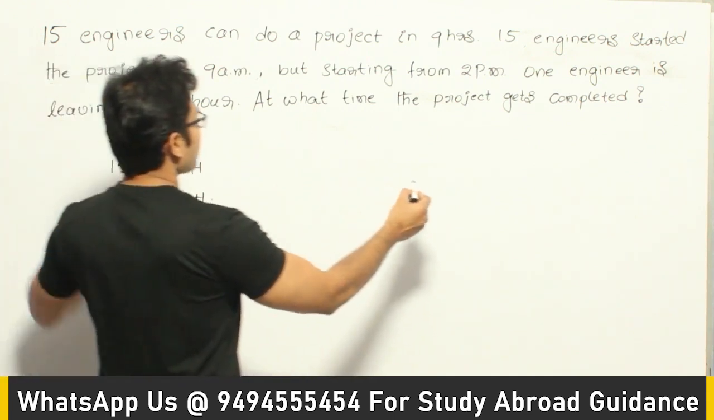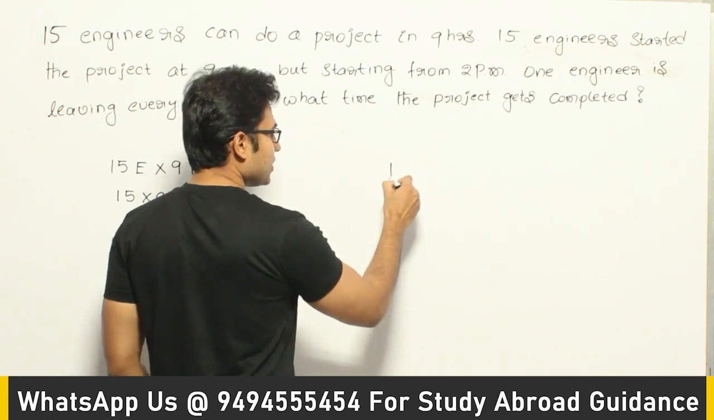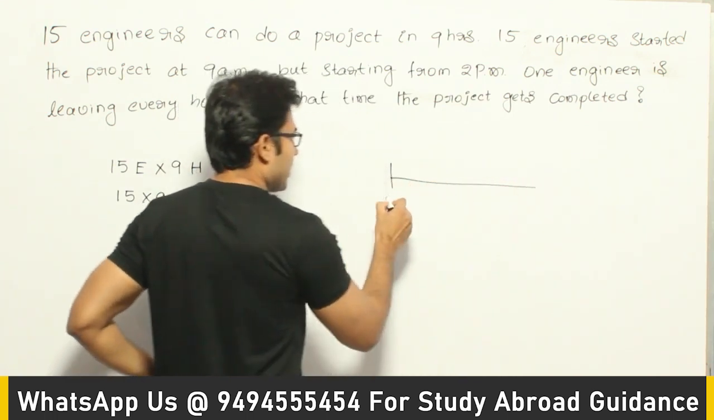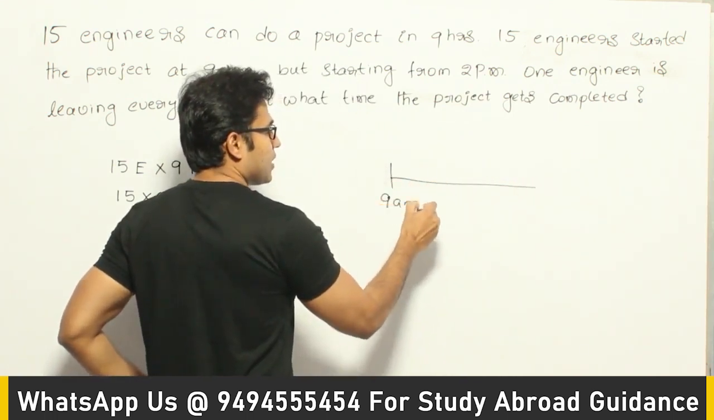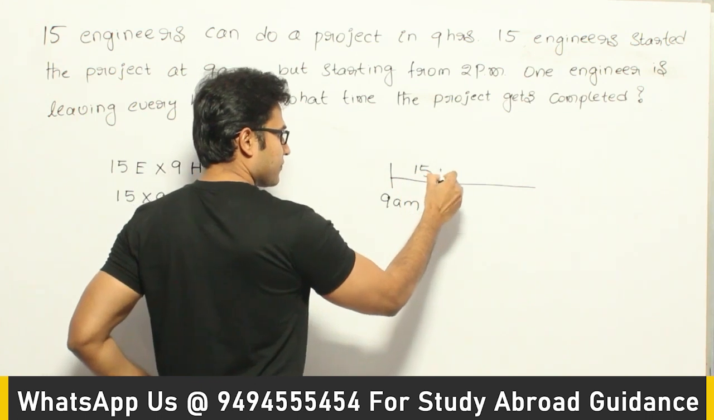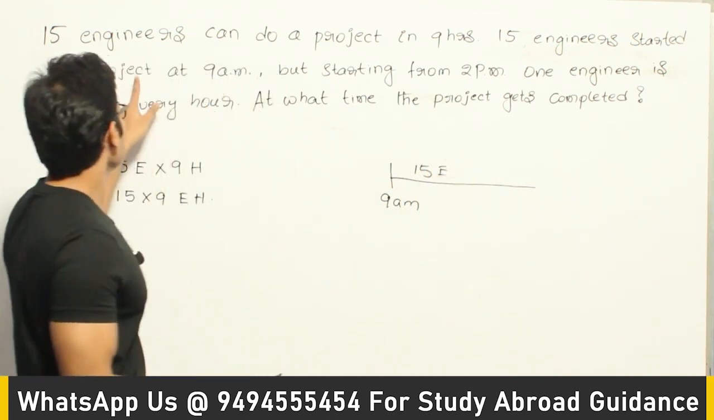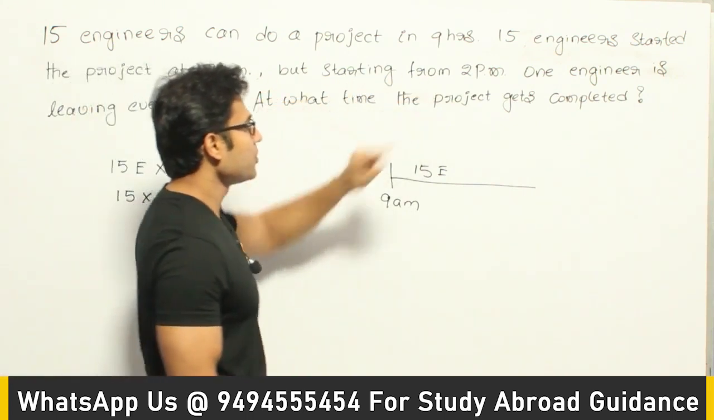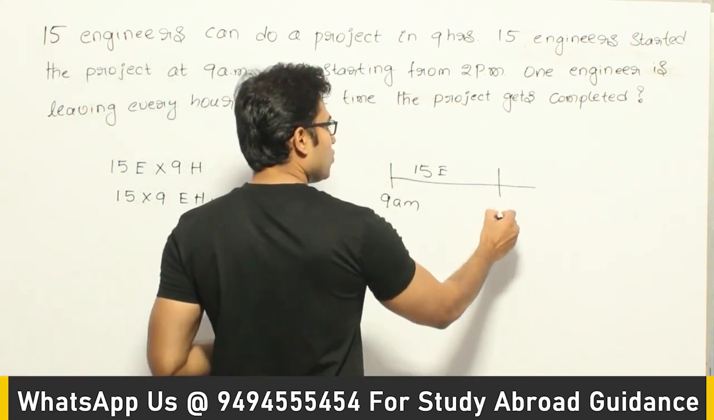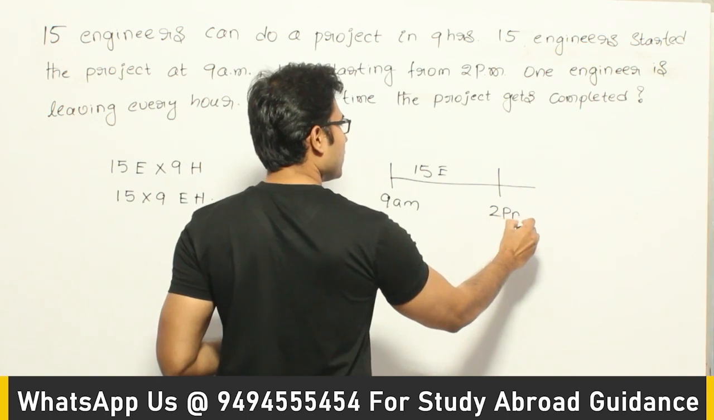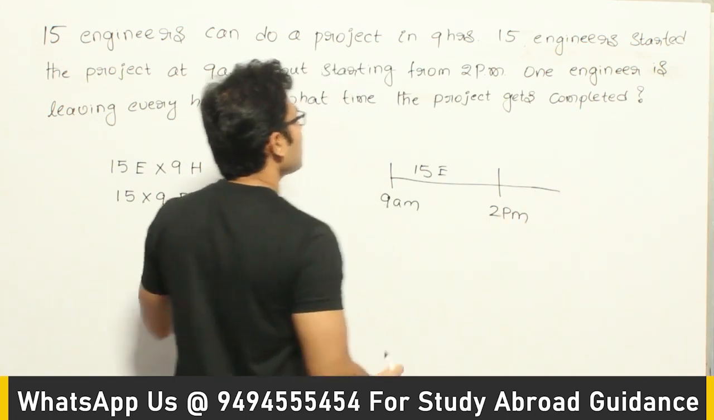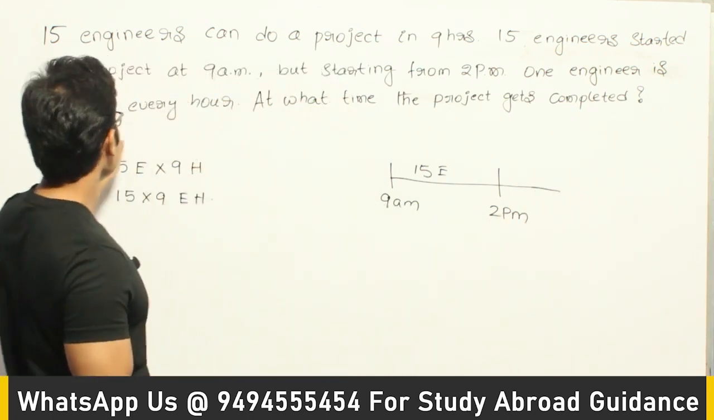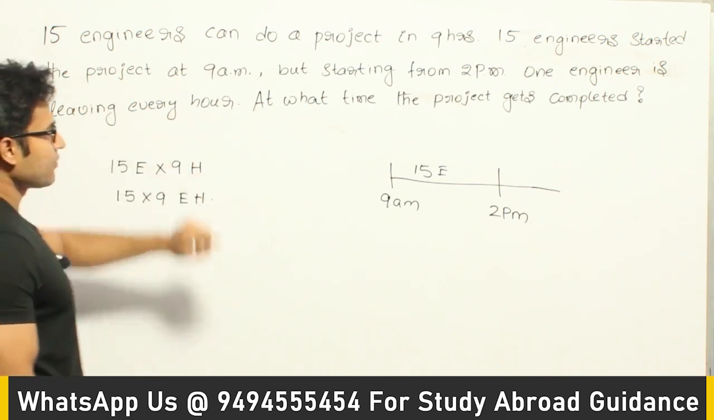Now they are saying that in another way, a group of 15 engineers are working this way. 15 engineers started the project at 9 a.m. If you assume that this is the timeline, at 9 a.m. 15 engineers started, and then they worked till 2 p.m. They all worked together. But then starting from 2 p.m., one engineer is leaving every hour.